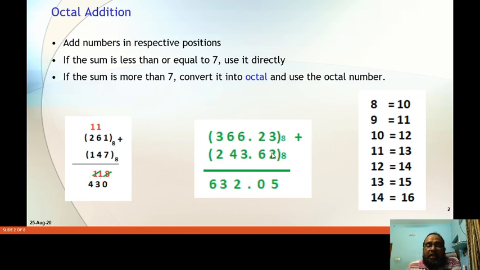The second example is also the same. 3 plus 2, 5. 2 plus 6 is 8, which is nothing but 10. So write 0 here and add the 1 to the next column: 7. 6 plus 1, 7 plus 3, 10. 10 is nothing but 12. So write 2 here, again carry 1. 1 plus 6, 7, 7 plus 4, 11. 11 is 13, write 3 here. The carry 1, 1 plus 3, 4 plus 2, 6. So that is how we can do the octal addition.